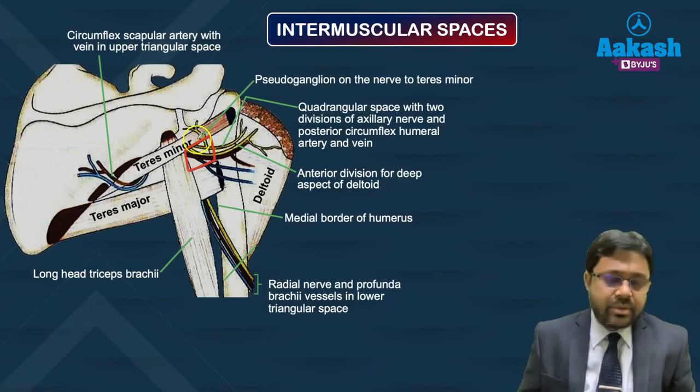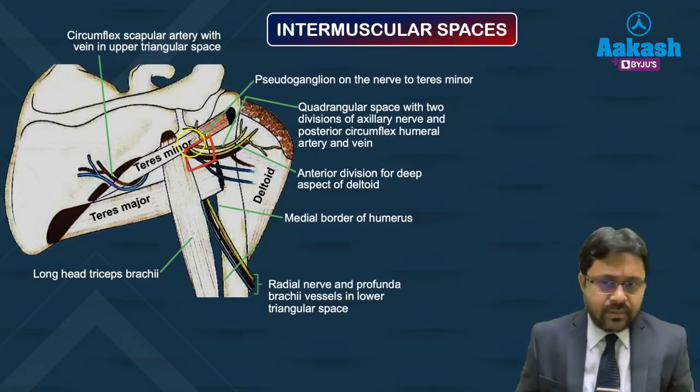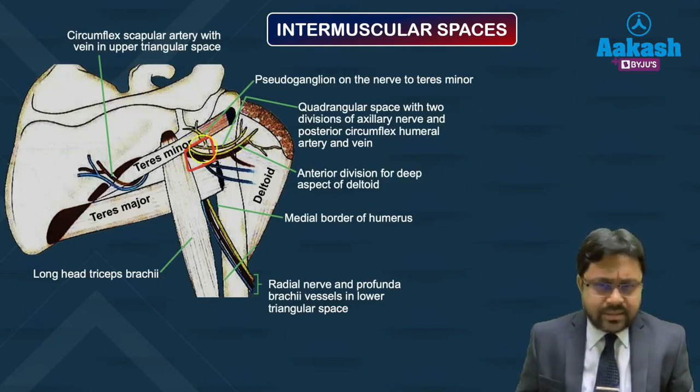More anteriorly, it was the subscapularis muscle and the capsule of the shoulder joint. Most posteriorly, it was the teres minor muscle. Now, inferiorly, it was teres major. Medially, it was the long head of triceps brachii, and laterally, it was the surgical neck of humerus. Structures passing: axillary nerve and posterior circumflex humeral vessels.